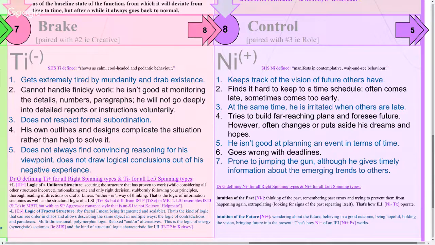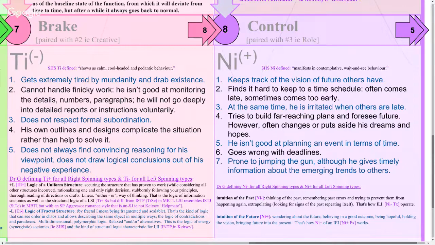Does not respect formal subordination. His own outlines and designs complicate the situation rather than help to solve it. Does not always find convincing reasoning for his viewpoint. Does not draw logical conclusions out of his negative experience. Right, TI minus.